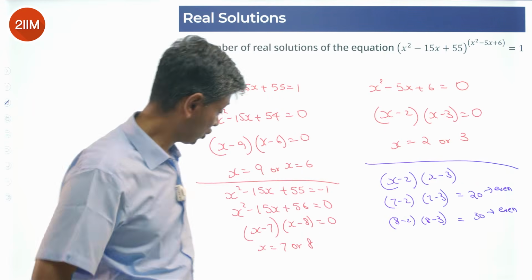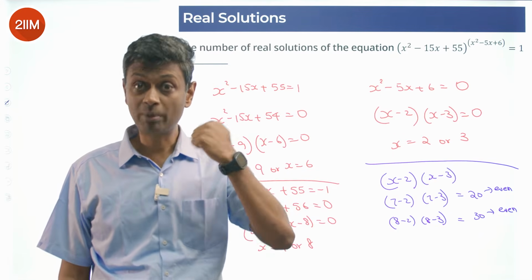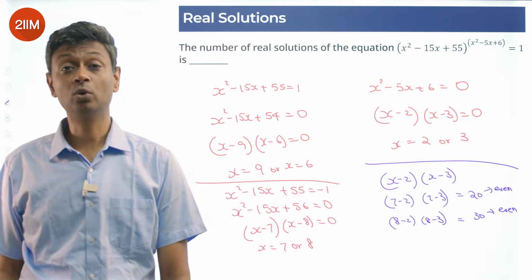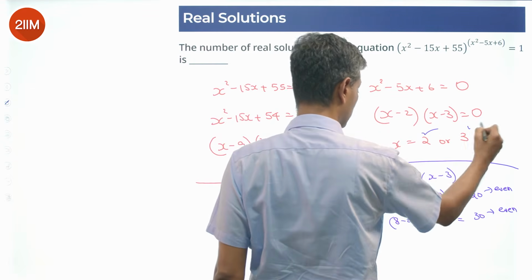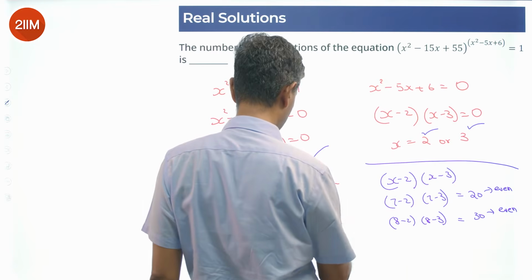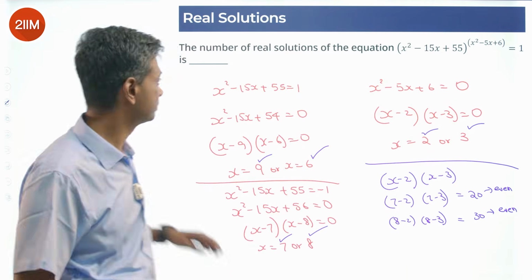So when x is 7 or 8, we'll be looking at minus 1 to the power 20 and minus 1 to the power 30. Both are equal to 1. So 6 and 9 will work, 2 or 3 will work, 7, 8 will work. We have 6 different values x can take. Beautiful question.